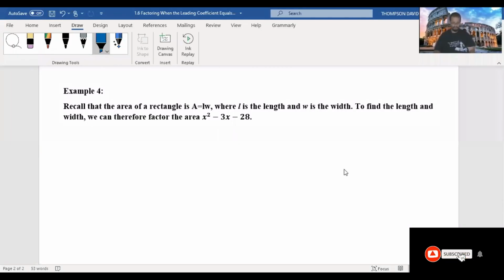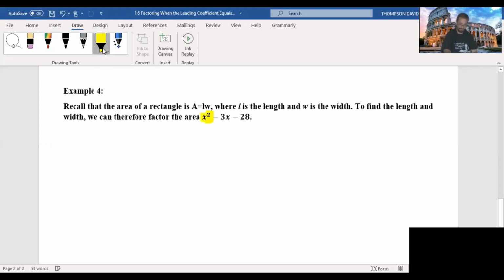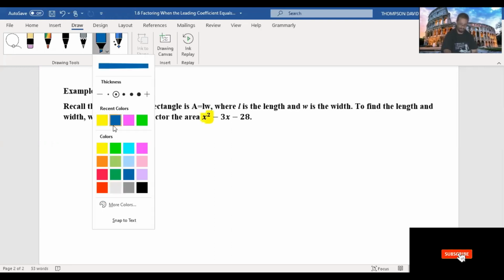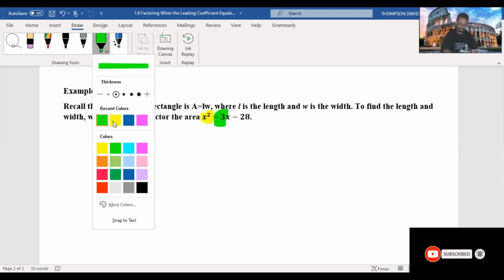Example 4. Recall that the area of a rectangle is area equals length times width, where L is the length and W is the width. To find the length and width, we can therefore factor the area of x squared minus 3x minus 28. So we'll treat this just like factoring any quadratic. So we'll highlight the A term in yellow, the B term in green, and our C term will highlight in pink.